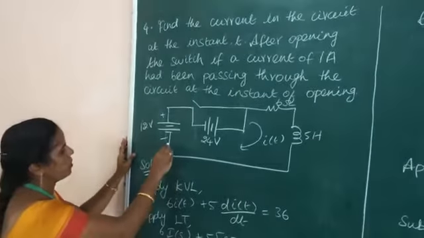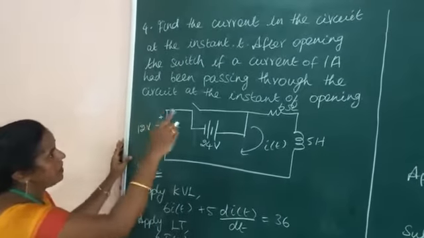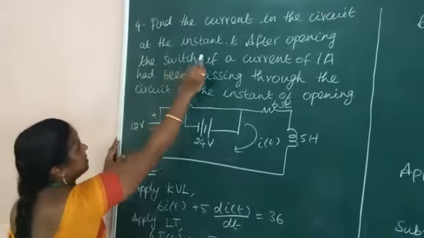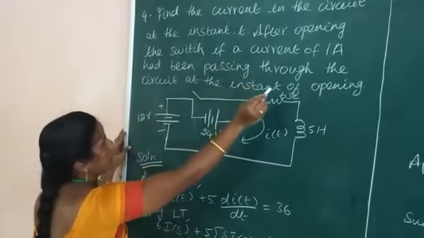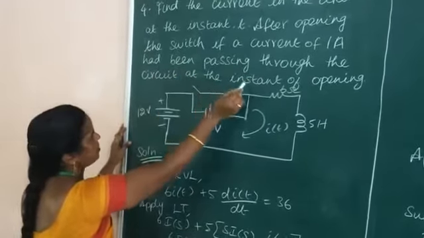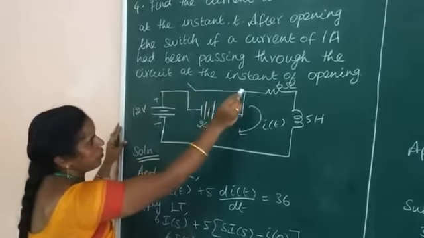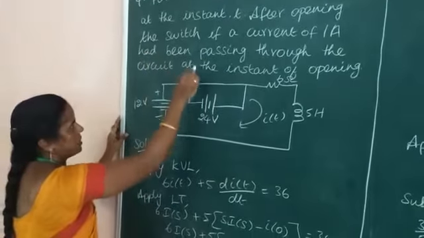The fourth problem, what we are going to see is: find the current in the circuit at the instant t after opening the switch, if a current of 1 ampere had been passing through the circuit at the instant of opening. So you read it once again.